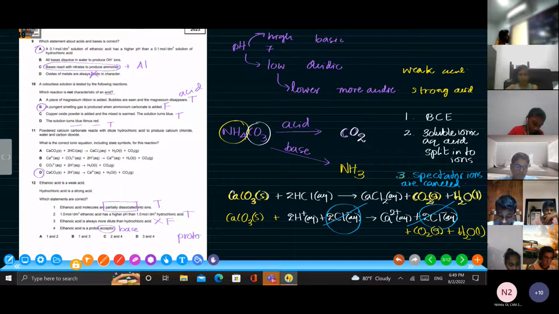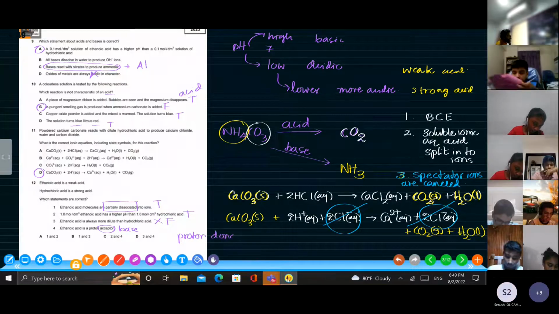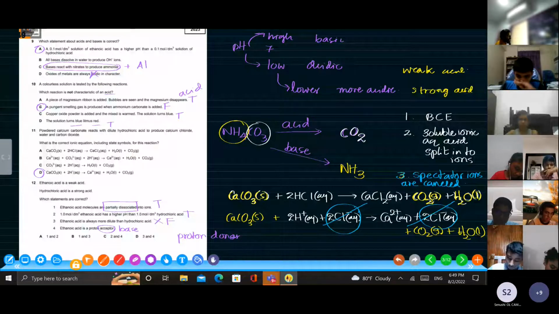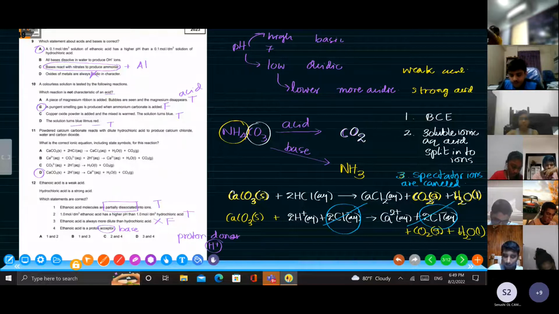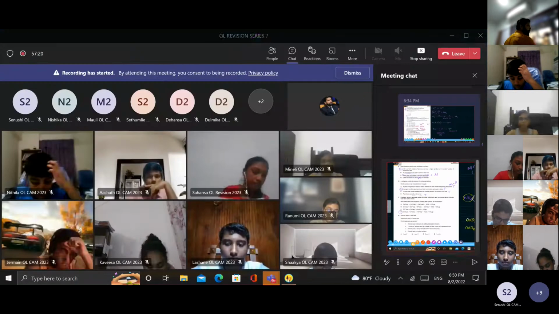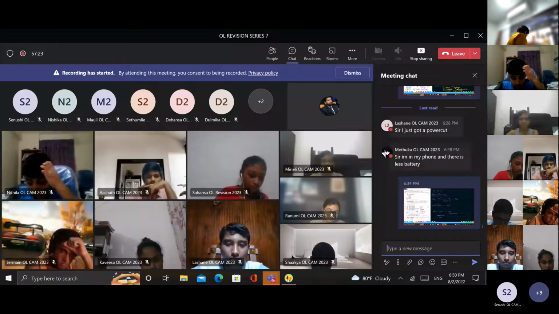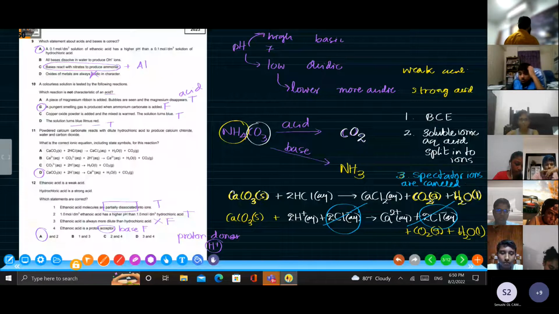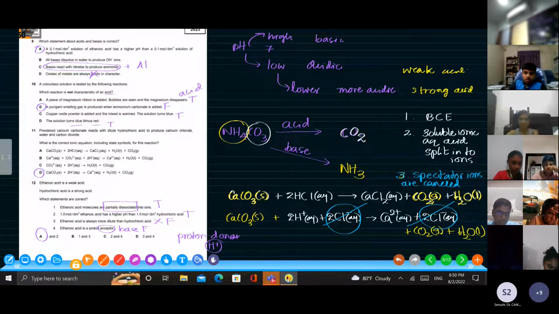Proton donor is the acid. It has to give the H plus ion. Some of you don't know what a proton is. You know protons are in the nucleus. H plus ion is also called a proton. All right, so therefore it's false. They are asking which statements are correct. 1 and 2 only. Then the answer is A. Okay, you better write that ionic equation properly.